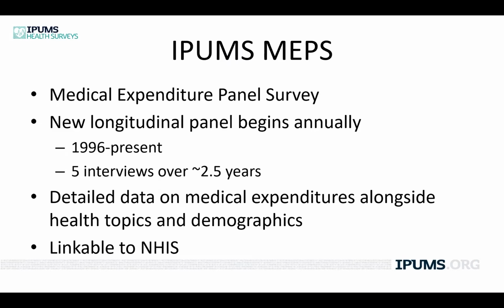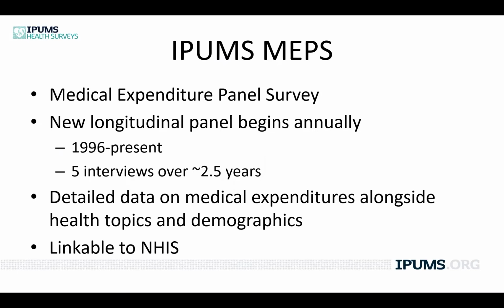The second data collection available in IPUMS health surveys is the Medical Expenditure Panel Survey. So this is a panel data set. A new longitudinal panel begins each year. First year of data collection was 1996. And people are interviewed 5 times over about 2.5 years. One cool thing to note about this panel is that it follows people rather than households explicitly.